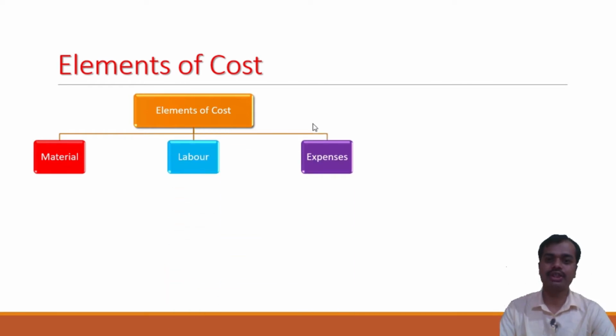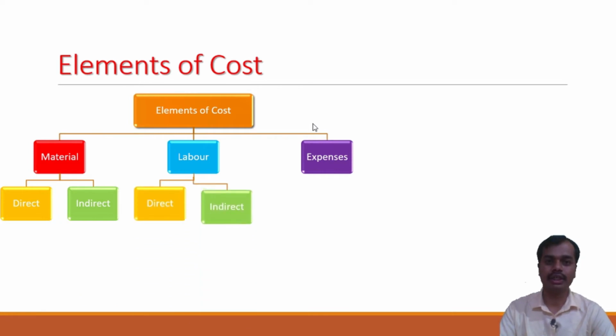In a manufacturing concern, raw material are converted into a finished product with the help of labor and other service units. Again, these elements of cost are divided into two categories. They are direct material, direct labor, indirect labor, direct expenses, and indirect expenses.